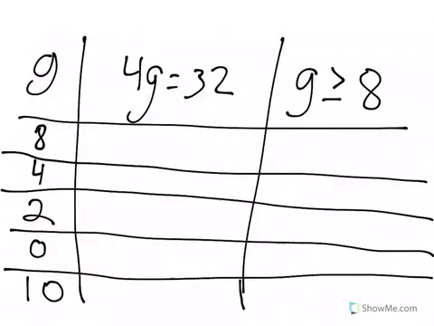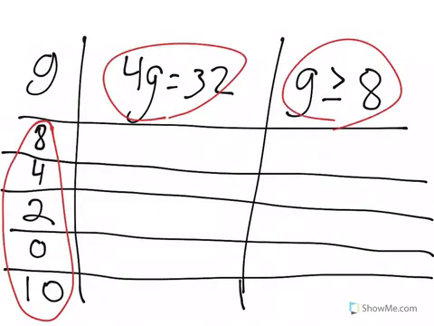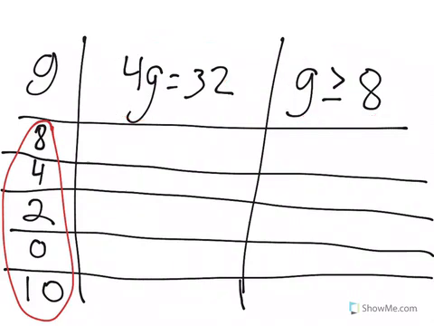Okay, we have a chart here, and we've got two different equations, and we have a variable, g. You'll notice that in both equations, they both have the variable g, and so what we're going to do is substitute these numbers in these equations, and we're going to see if that makes the equation true or false. So let's get started.